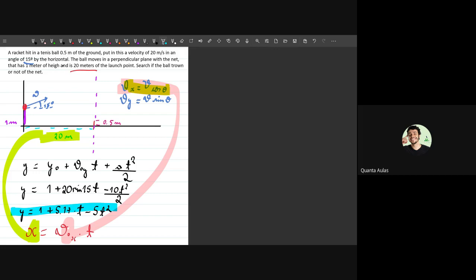Seems you did something right. You have the time. Okay, so now you just put this value in the y equation and send to me the value of the y-axis position. Okay.